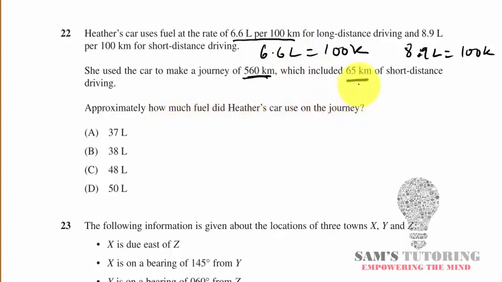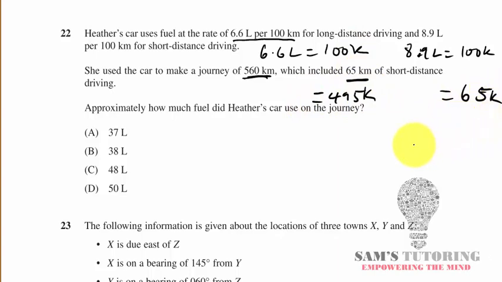Well, the first thing we need to work out is how much she used for short distance and how much for long distance. So what's 560 minus 65? That gives you 495 Ks for long distance, whereas for short distance we only said it was 65 Ks.